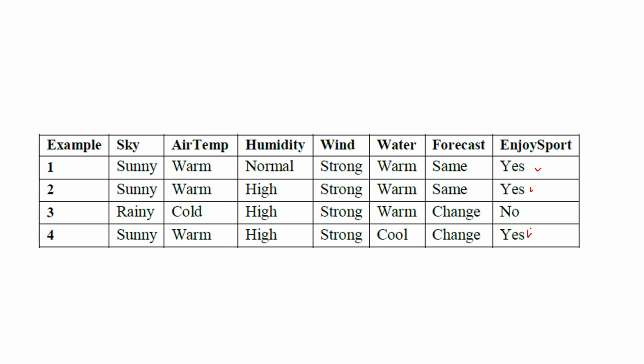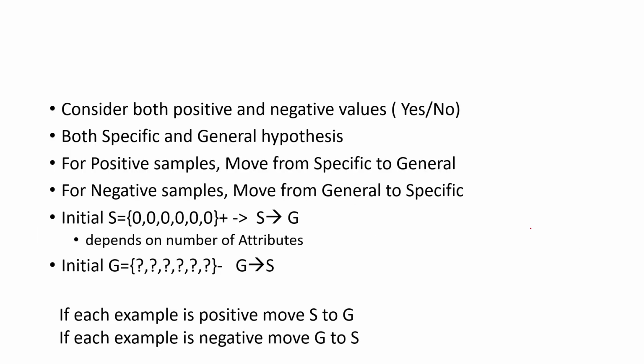In the training examples, there are four data sets for the parameters sky, air temperature, humidity, wind, water, and forecast. Positive examples, there are three and only one negative example. So compared to the Find-S algorithm, here we are going to consider both positive as well as negative examples. So here we will be getting a specific hypothesis as well as a general hypothesis. In case of the Find-S algorithm, we got only a specific hypothesis. Here we will be getting both general as well as specific.